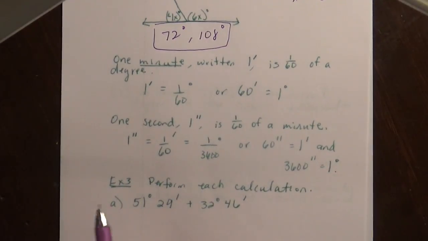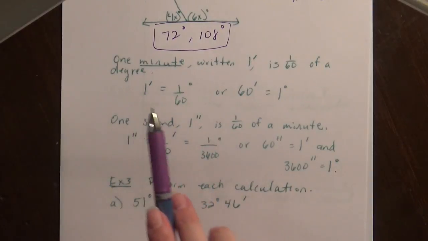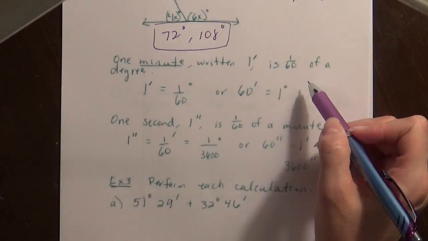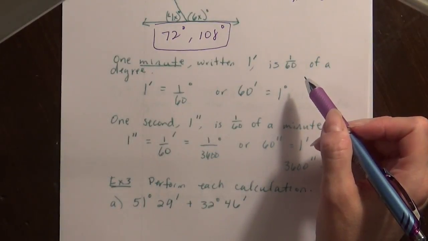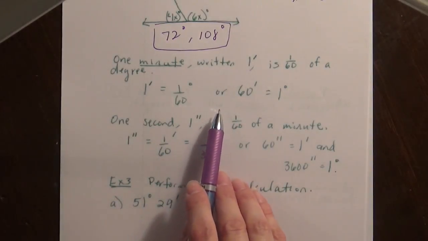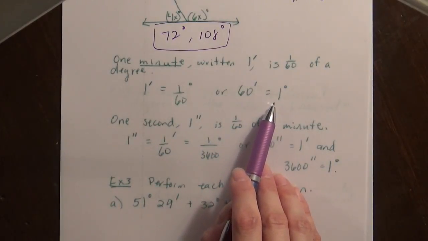Okay, here's some more. These are some units that we need to be aware of. 1 minute, written 1 with a little tick mark like this, is 1/60th of a degree. So we can say that 1 minute is equal to 1/60th of a degree, or it's also true that 60 minutes is equal to 1 degree.